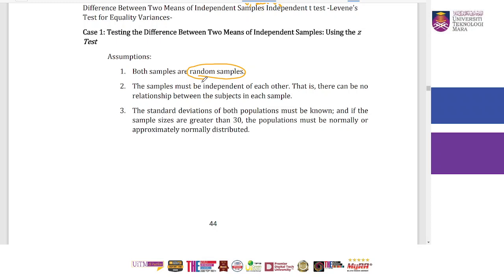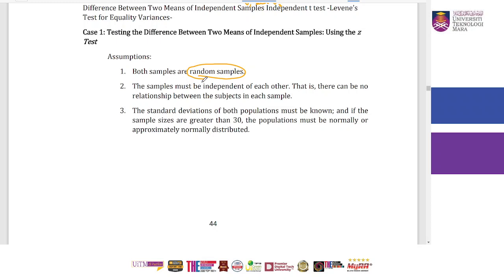So independent sample meaning to say that both group do not depend on one another. Result dalam group yang A dengan result daripada group B tak boleh berkait antara satu sama lain. Itu yang dimaksudkan dengan independent. That is, there can be no relationship between the subject in each sample. Dengan kata lain, tidak boleh ada subjek A itu berada dalam kumpulan 1 dan juga kumpulan 2. Tak boleh. Yang itu dipanggil sebagai dependent sample. Yang ni dia berbeza.